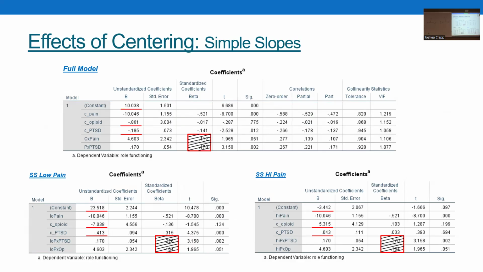What SPSS is doing to calculate these standardized coefficients, in the background, is taking z-scores of your outcome, z-scores of all your predictors, and regressing the z-scores of your outcome on the z-scores of your predictors.